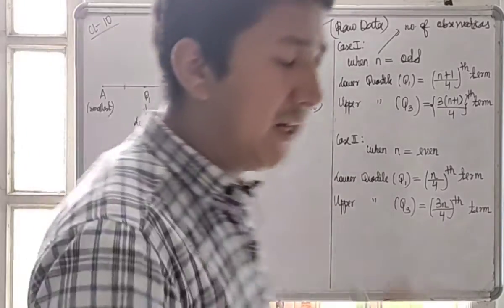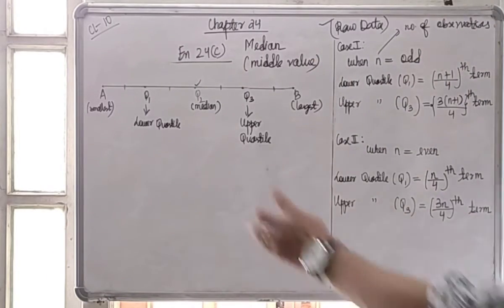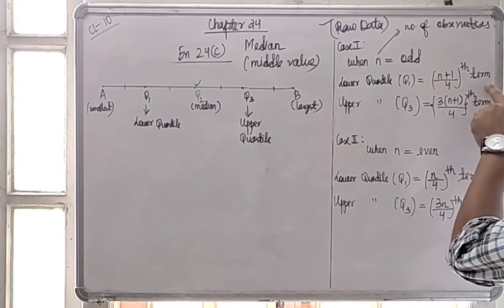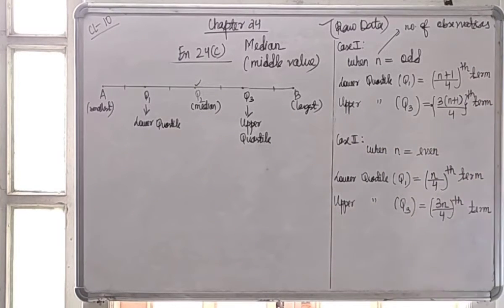Again, we'll be having two cases. When the number of observations is odd, the lower quartile is given by this formula, and the upper quartile is given by this formula. Please note down the formula, boys. It might be confusing for you all, so please note down and learn it properly.